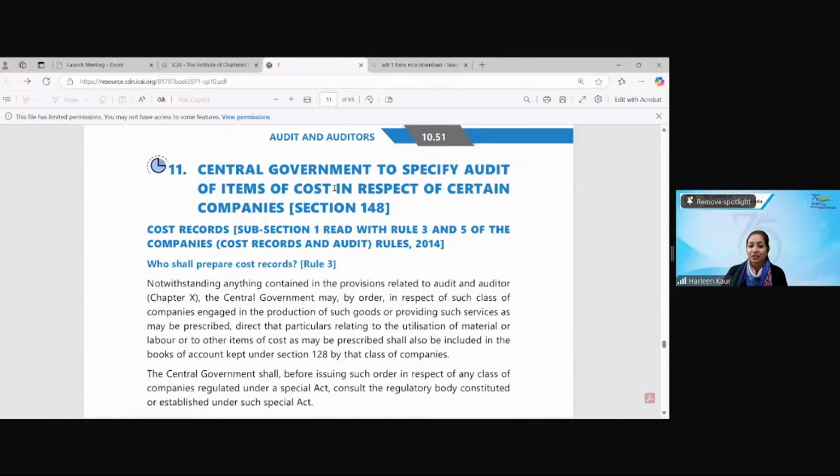Now, last section 148, and as I promised you in the last class, I will be taking a little extended class. So we will extend this class a little bit because we have to complete the last section, that is 148. Any doubts till here, children? Because now we will be moving to section 148. If you have any doubts, feel free to ask your doubts. Section 148, we're going to do about the cost audit.